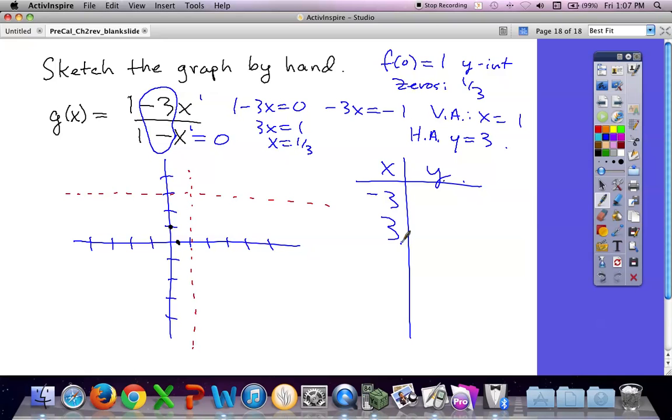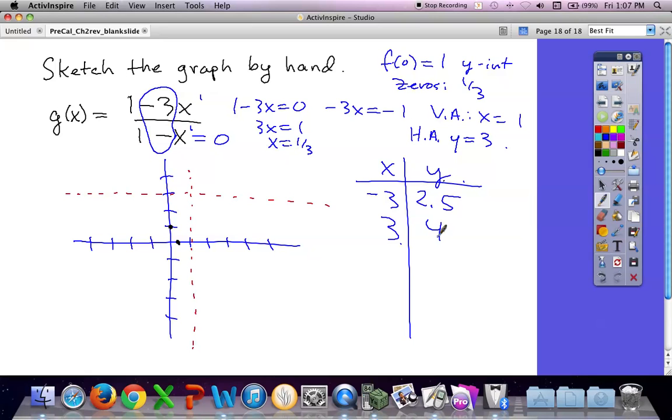If I plug in the -3, 1 minus 3 times -3 is 10. Divided by 1 minus -3, which is 4. So 10 over 4, 2.5. Okay, plug in +3. 1 minus 3 times 3, 1 minus 9 is -8. 1 minus 3 is -2. -8 over -2 is 4.